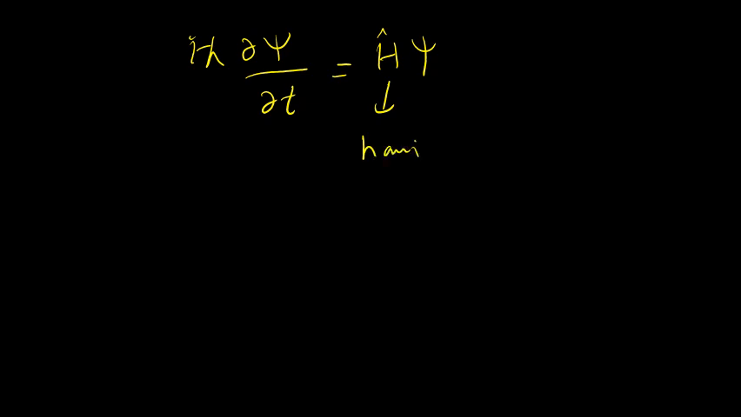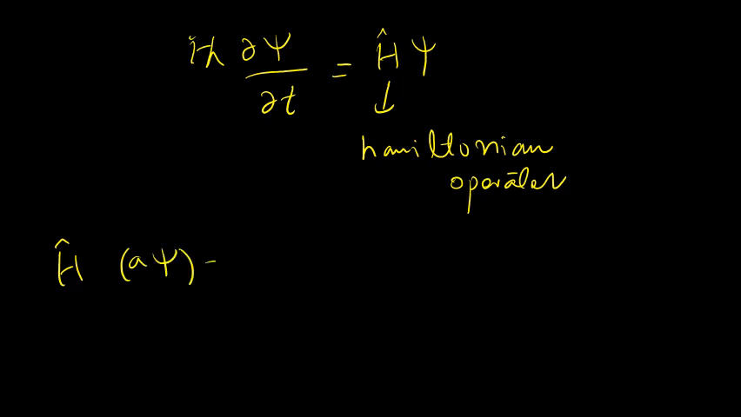We can write the Schrödinger wave equation as i h-bar partial psi over partial t equals H psi. Here H is the Hamiltonian operator, the operator of total energy, and it is linear. So H of a psi equals a H psi.